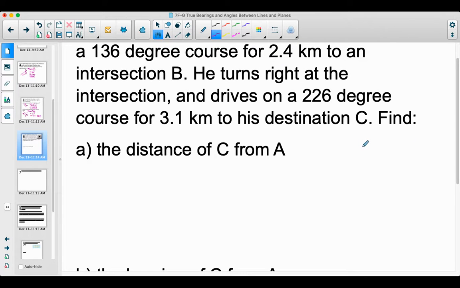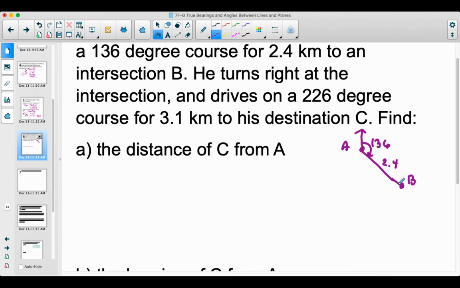Here we are at A, and that's where he starts. And think of our bearing, it's north. And he drives, it says 136 degrees. So it's not quite a straight line. So this right here is going to be 136 degrees. And there's our line. And that's for 2.4 kilometers to, let me make that a little bit bigger, to B.